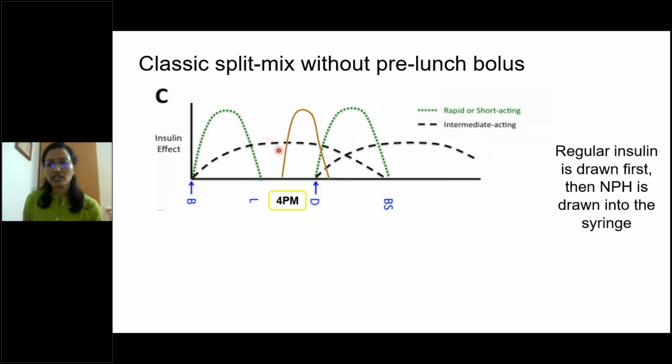So here also we do give multiple injections, but we don't give a proper lunch at school. They come home, take regular acting insulin, and then eat a big lunch, followed by dinner with a pre-dinner bolus. So it's a modification of basal bolus if there is no means to give insulin at school.